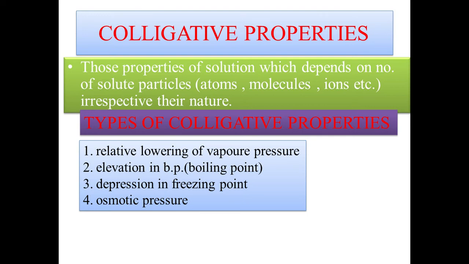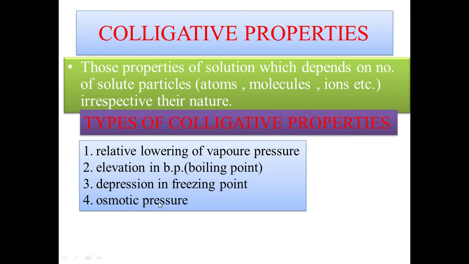That means if normal water boils at 100 degrees Celsius, then after adding 1 teaspoon of salt, it boils at a temperature of 101, like that. Depression in freezing point can be understood by taking an example like this. Normal water freezes at 0 degrees Celsius, so 273 Kelvin. But after adding 1 teaspoon of salt, it may freeze at some negative Celsius, like minus 1 degree Celsius, minus 2 degrees Celsius.